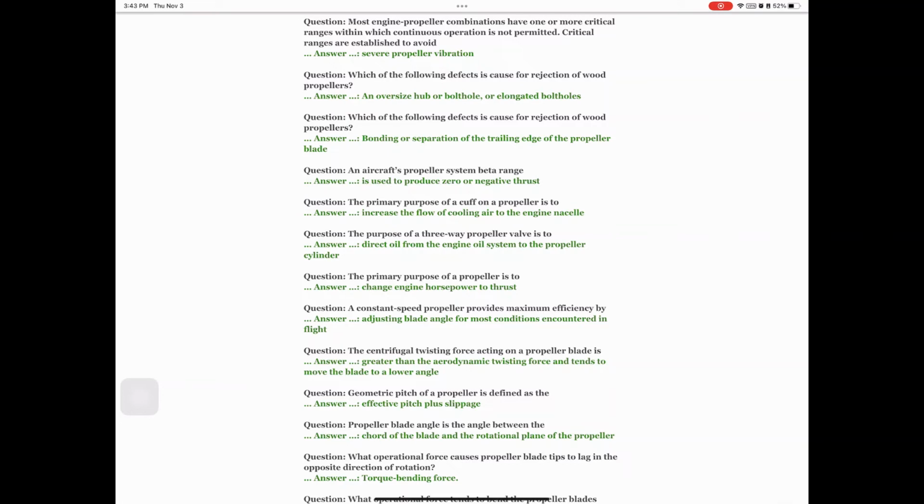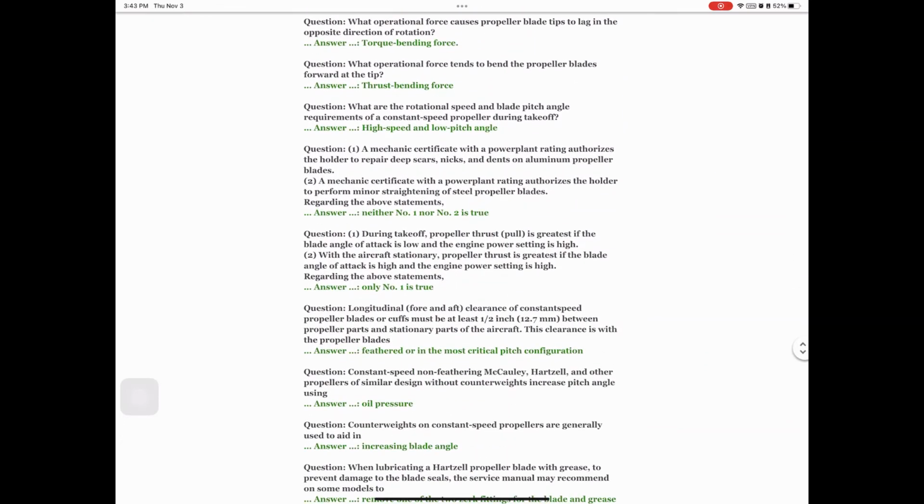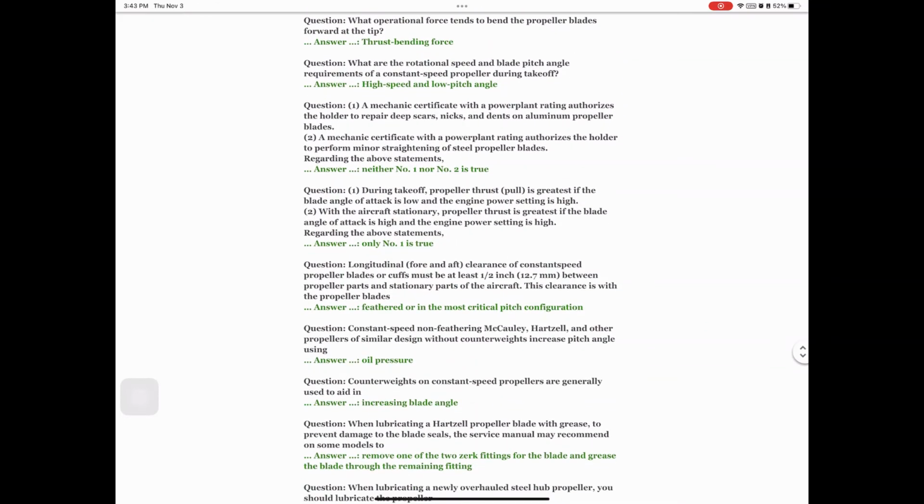Question: propeller blade angle is the angle between the? Answer: chord of the blade and the rotational plane of the propeller. Question: what operational force causes propeller blade tips to lag in the opposite direction of rotation? Answer: torque bending force. Question: what operational force tends to bend the propeller blades forward at the tip? Answer: thrust bending force. Question: what are the rotational speed and blade pitch angle requirements of a constant speed propeller during takeoff? Answer: high speed and low pitch angle.